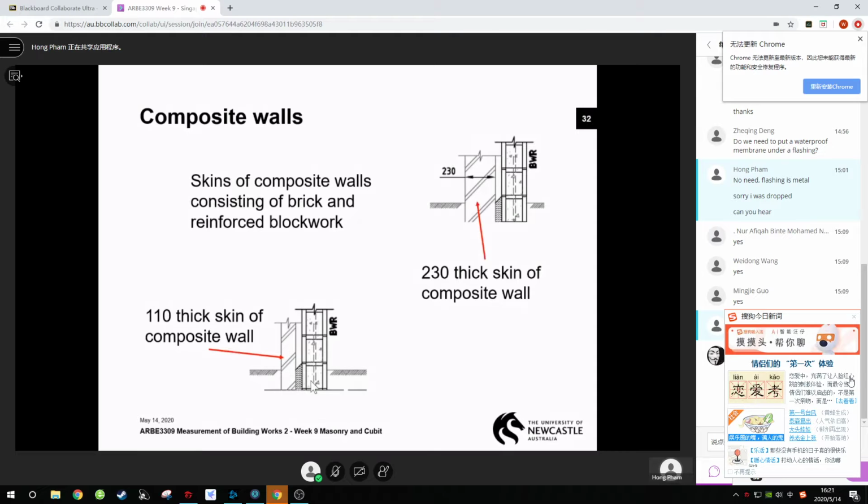The block, what's BWR? Brickwork, brick. Or BWR is block work. It's block work. Block wall with reinforcement. Yeah. This is a block wall with reinforcement. This one.